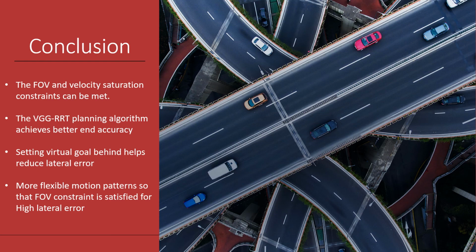From the experiments, we can now conclude that the field of view and the velocity saturation constraints can be met in the proposed approach due to the formulation and its method of solving the problem. The VGG RRT planning algorithm achieves better end accuracy when compared to the normal RRT. Setting the virtual goal behind helps reduce the lateral error when trying to achieve the desired goal position. And we can obtain more flexible motion patterns so that the field of view constraint is satisfied for high lateral errors when compared to the normal visual servoing controller algorithms.